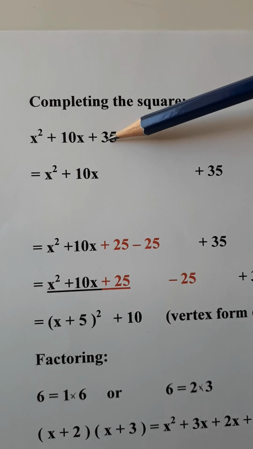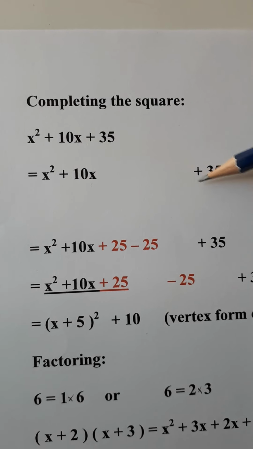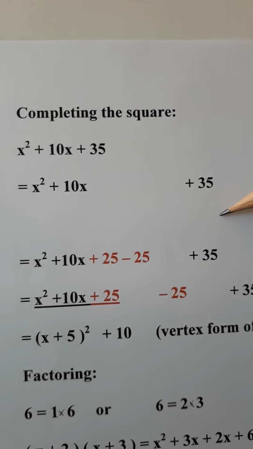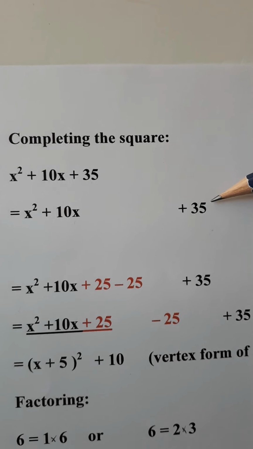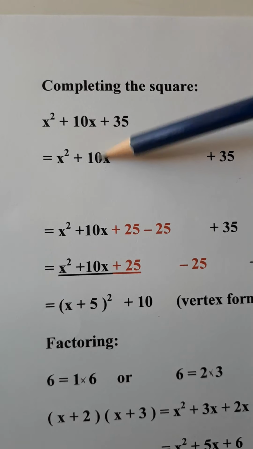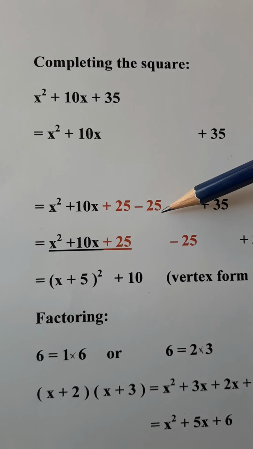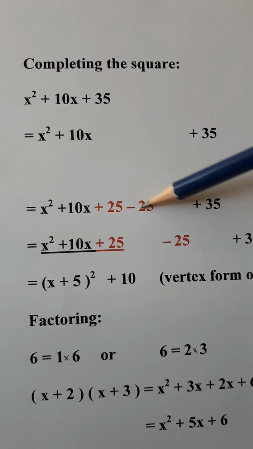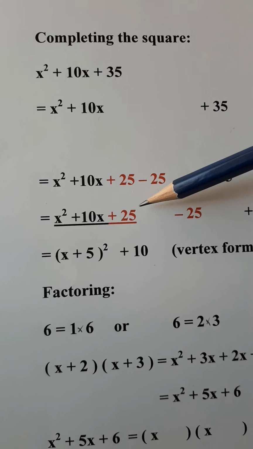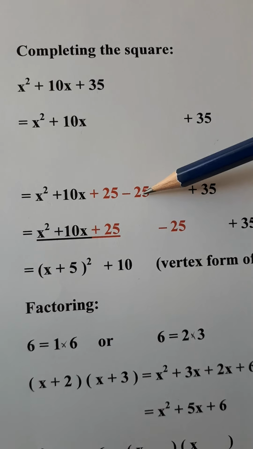First, you keep your constant a little bit far away from this one, plus 35 here. And then divide this number by 2. It's 5. 5 squared is 25. So add 25 and subtract 25. That's the next step. When you are adding and subtracting, you are not making any change. Next step, you underline the first three terms. Move this minus 25 a little bit towards this side.